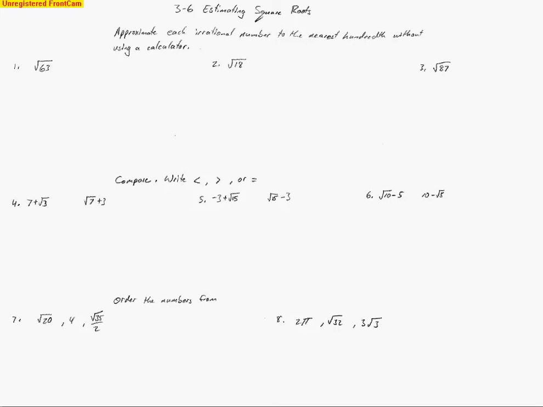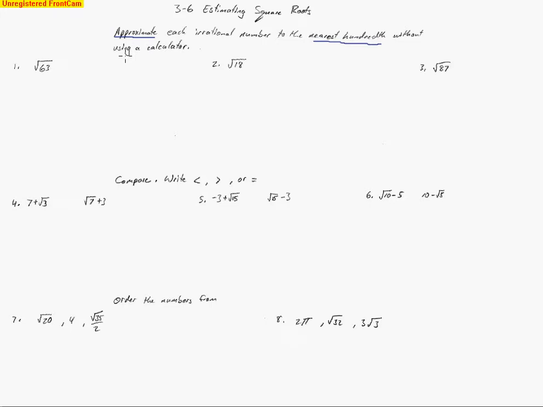This is the lesson for Chapter 3, Section 6, and in this section we are going to estimate some square roots. So let's take a look at what the directions say. This is: approximate each irrational number to the nearest hundredth without using a calculator. Now we're going to approximate, so that means not exactly our answer. When we talk about going to the nearest hundredth, we're going to be off a little bit, but it's going to be close. So we're going to do it without a calculator.